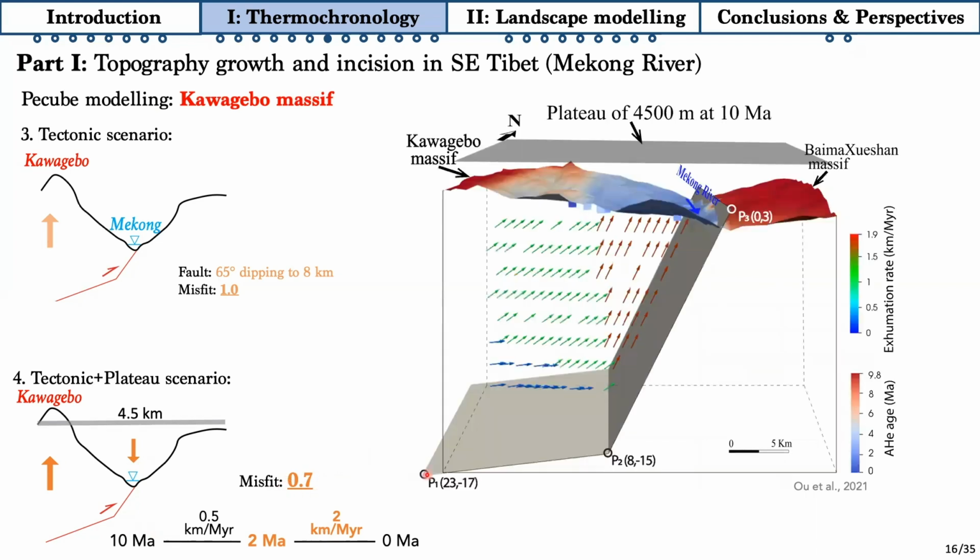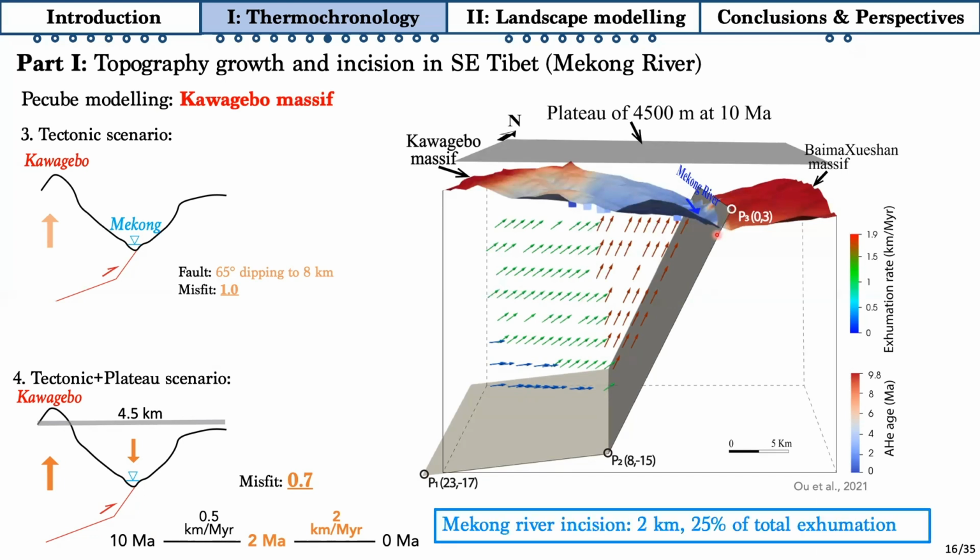And the 3D visualization shows that a variation of the exhumation rate above the Mekong thrust is necessary to reproduce all the age distributions in distance with respect to the thrust trace at the surface. And for this scenario, the Mekong River incision is 2 kilometers, accounting for 20% of the total exhumation, which is similar and compatible with the Baimei-Shenshan massif on the other side.